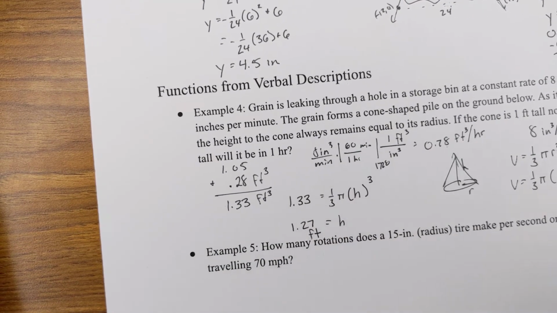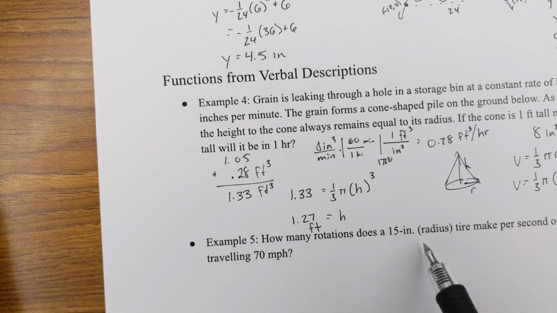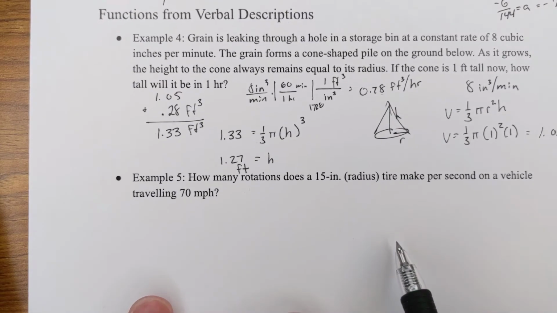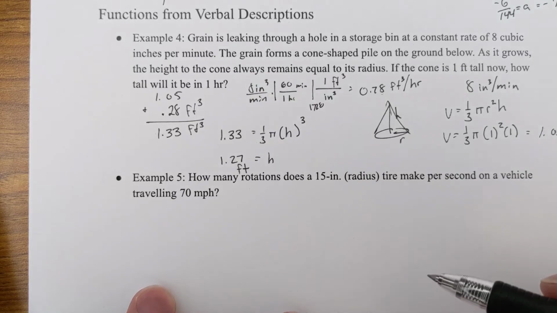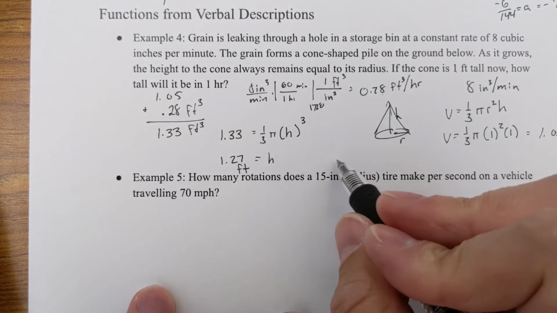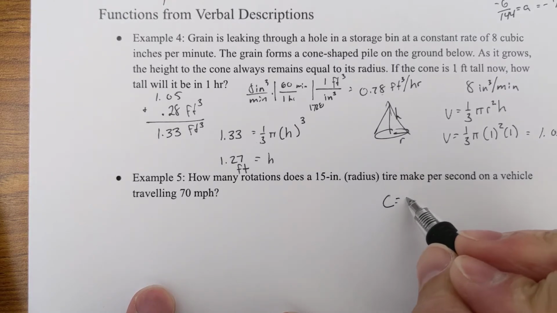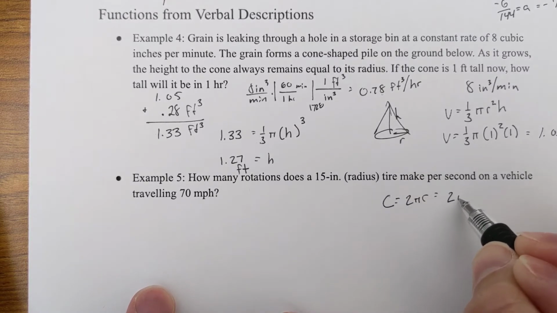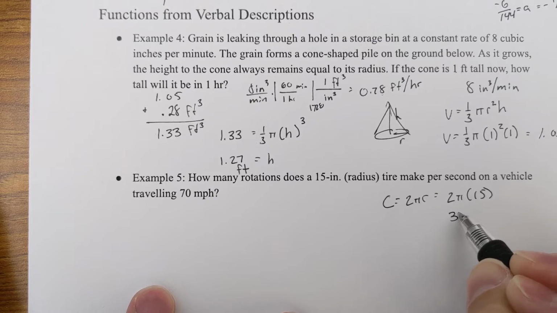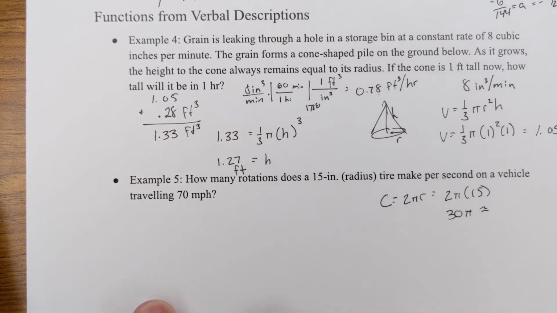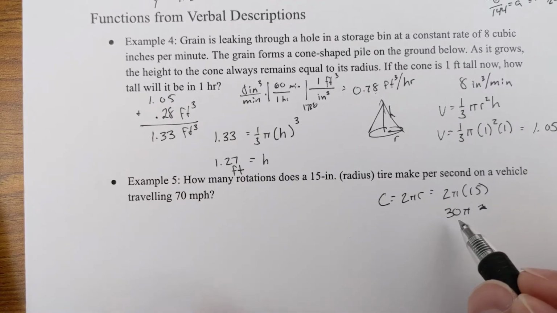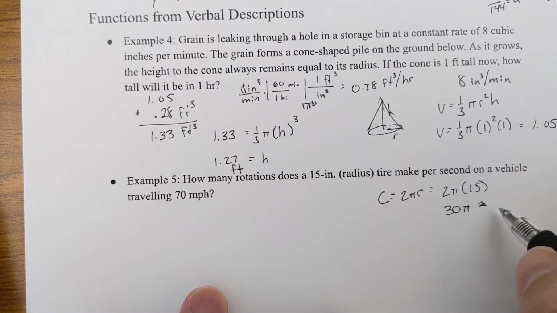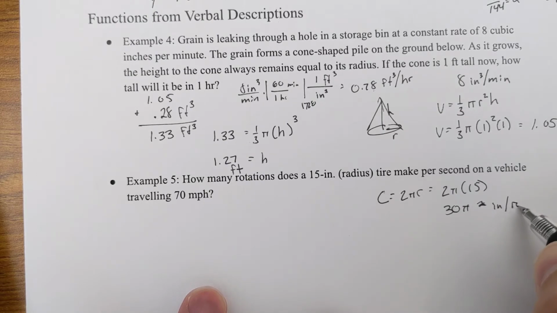Okay, example 5, how many rotations does a 15-inch radius tire make per second on a vehicle traveling 70 miles per hour? Okay, so I need to figure out the circumference of this guy. So the circumference is equal to 2 pi r, so that's 2 times pi times 15, so that's 30 pi. Actually, we'll just leave it as 30 pi. So that's the circumference. I go 30 pi inches per rotation.